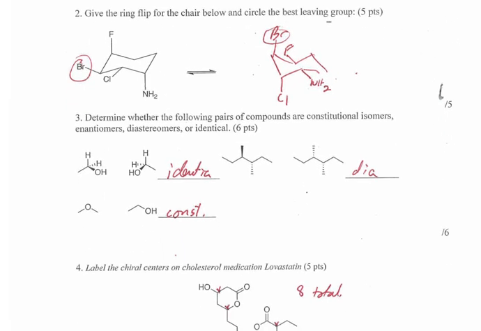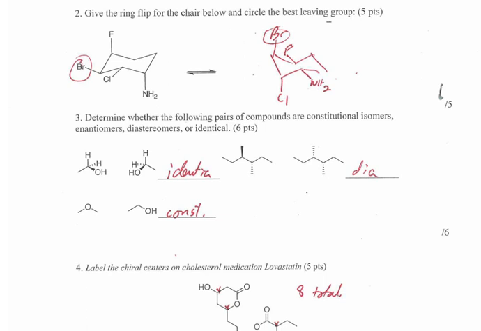For these ones, constitutional isomers, enantiomers, diastereomers, or identical. These two are identical. They're not enantiomers because there is no asymmetric center here. So this carbon is bonded to only three different things. There are two H's, so they're actually identical. They're not isomers that way.